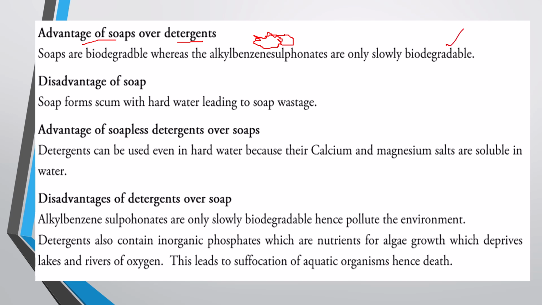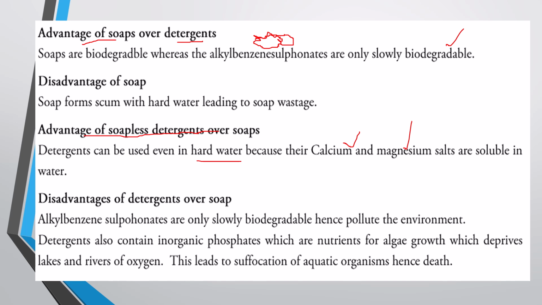Now, the disadvantage of using soap as compared to detergents is that soap forms scum, which are insoluble salts of magnesium or calcium with hard water, which is unlikely with detergents. Soapless detergents have an advantage over soaps in that they can be used even in hard water, because they form soluble complexes or soluble salts of calcium and magnesium, and therefore they do not form scum as compared to soap. So soap forms scum, whereas detergents do not form scum.